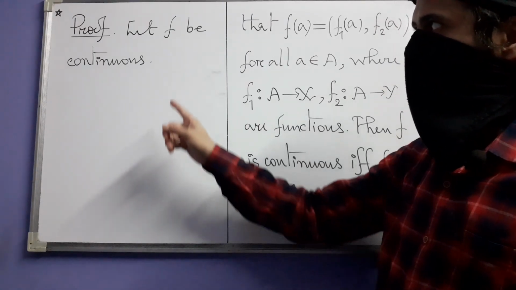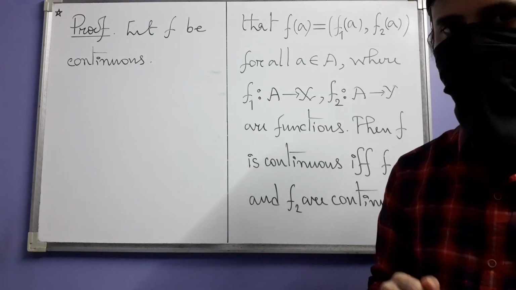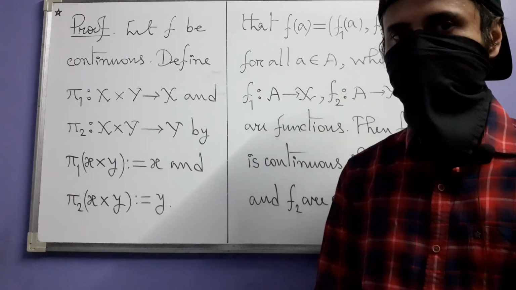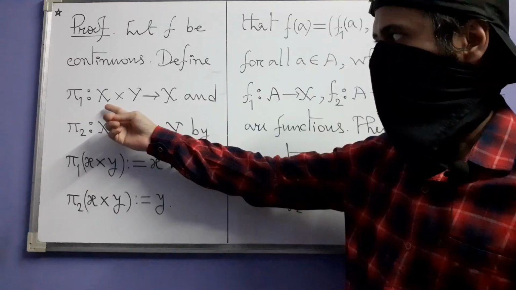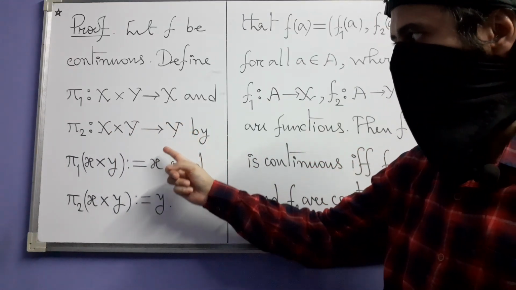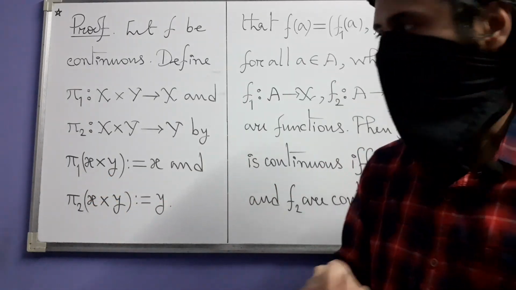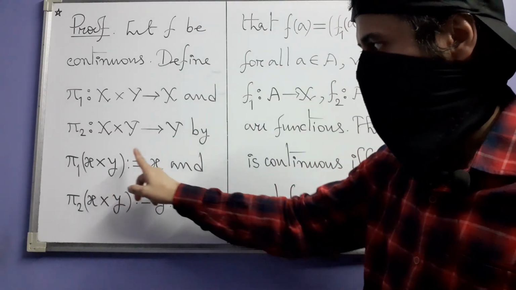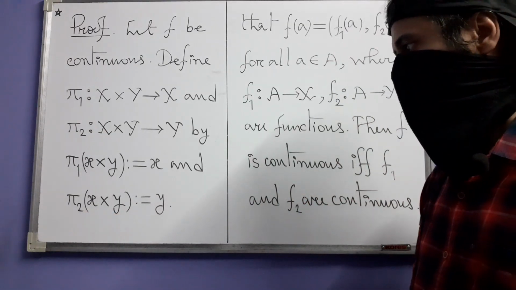We start the proof by assuming that f is continuous. We will now prove that f1 and f2 are also then continuous. We next define two functions, pi1 and pi2. Pi1 maps X times Y into X and pi2 maps X times Y into Y. What pi1 does is it gives us the first coordinate of any point in X times Y. This point gets mapped onto the first coordinate and pi2 gives us the second coordinate.